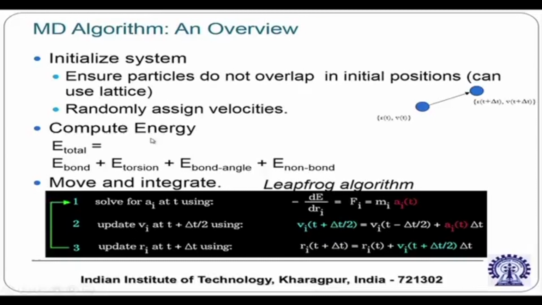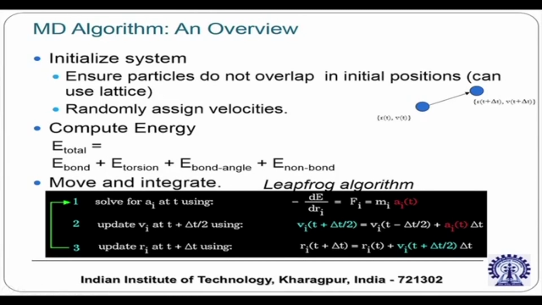So if you have a system where chemistry is dominating, then you can have energy due to bond, torsion, bond angle and non-bonded forms of energy which are beyond the chemical interaction. I will show you different forms of interaction potential. Now you can write F is equal to minus dE/dr is equal to m into A.